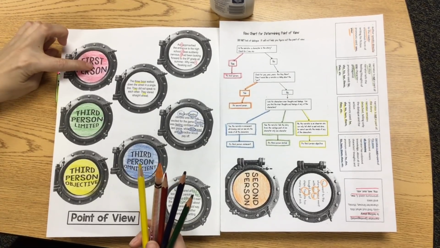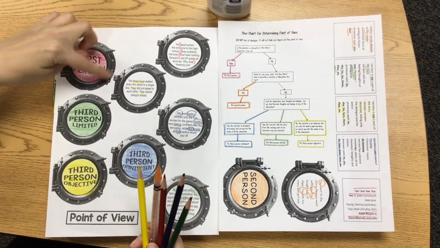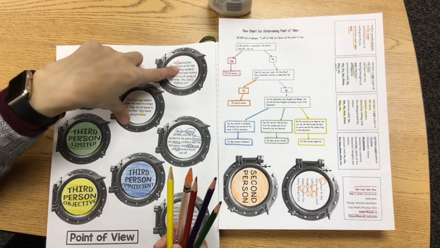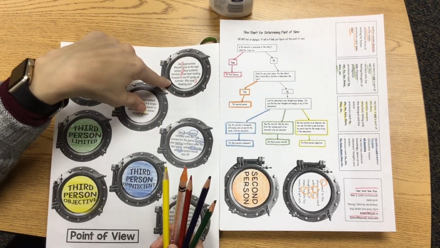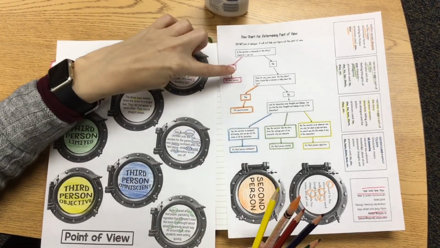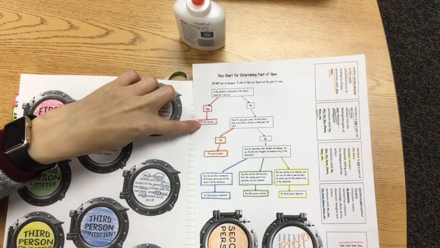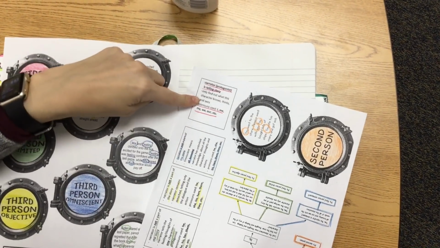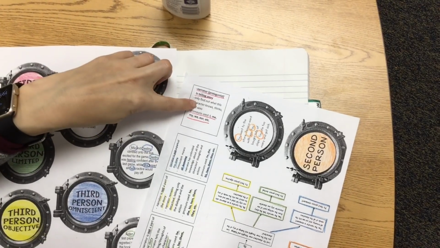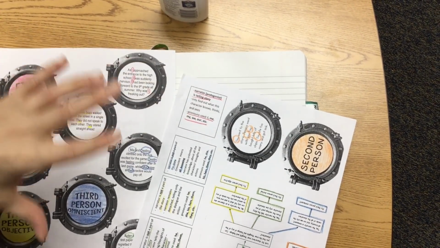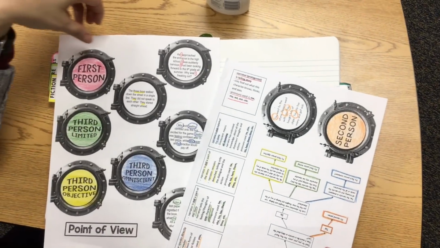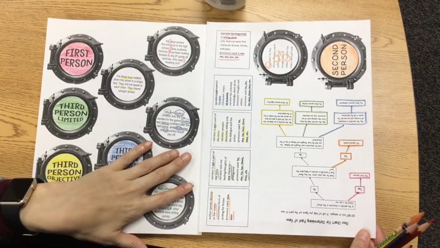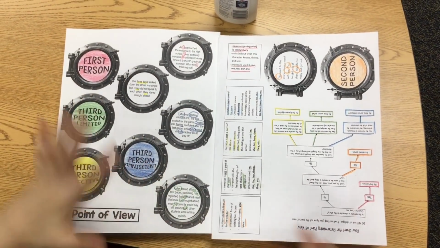So first person will always be red, and you'll notice we've colored the title red. We've circled the pronouns in the literature example red. On the flow chart, first person is red, and in the definition of first person, we did our underlining of critical terms in red. We are going to provide on the screen, or you can pause the video here, what these 2 sheets look like.